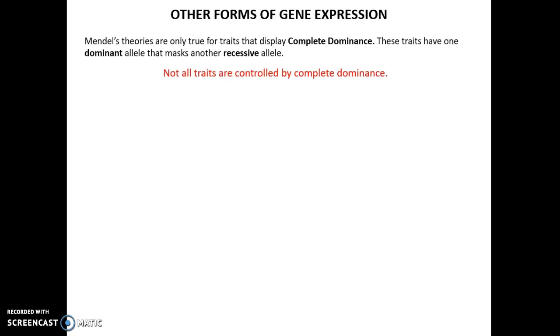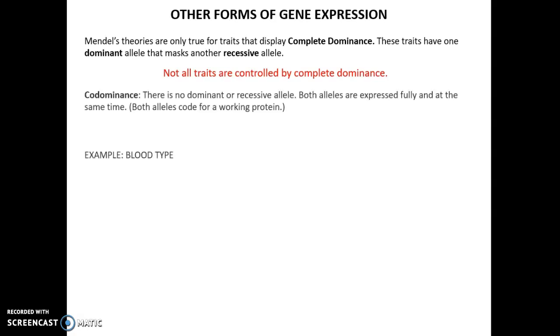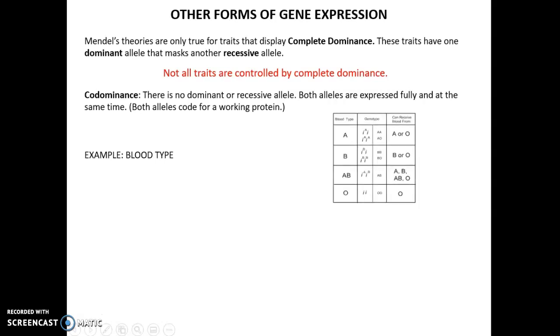But not all traits are controlled by complete dominance. There are some other things, such as codominance. Codominance means there's no dominant or recessive allele. Both alleles are expressed fully and at the same time. They both code for a working protein, so there's no broken recessive allele. They're just two different versions. An example of that would be blood type.